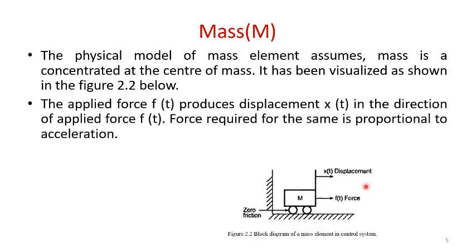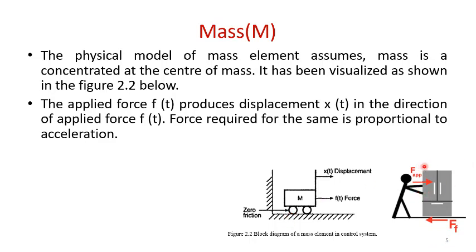So here the applied force F of t produces a displacement x of t in the direction of applied force. The force required to bring it back to origin is called a resistive force, and this force is proportional to acceleration. From Newton's law of motion, we know that force is equal to mass into acceleration, or force is the product of mass and acceleration. It is given by an example here.